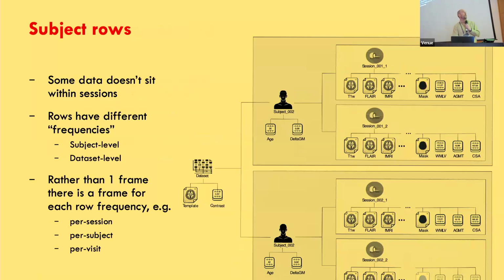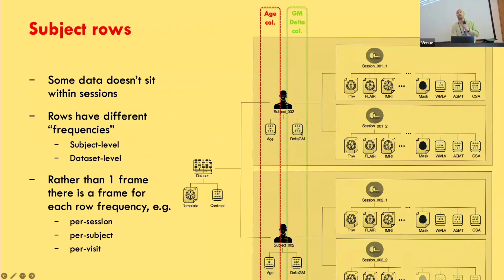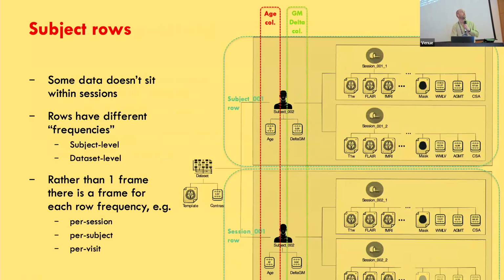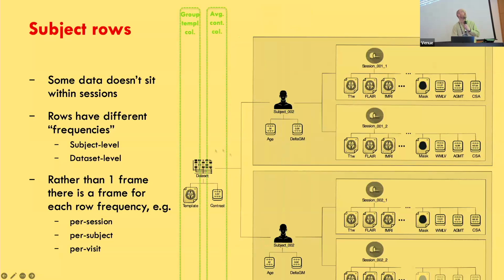Not all the data, the derivatives or even the input data, sits at the session level. Some of it sits at the subject level, such as the age of the subject or the change in gray matter thickness between the first and second visit. In this case the rows of the data frame have a subject level frequency. And then you might even have some derivatives, such as the average template, which is done across the whole dataset. This would be considered to have a single row at the dataset level.